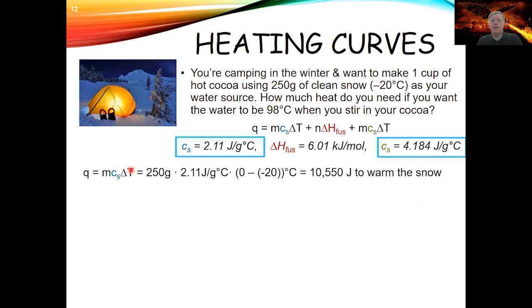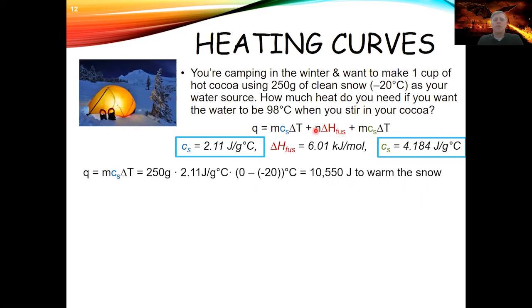That's the overall temperature change, but my solid is only a solid to 0 degrees Celsius. So my delta T for my solid is just negative 20 to 0, or in other words, 0 minus negative 20, which would be 20. So I'll multiply that out and get 10,550 joules to warm the snow.